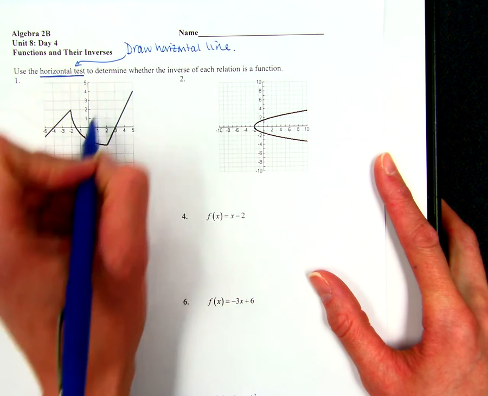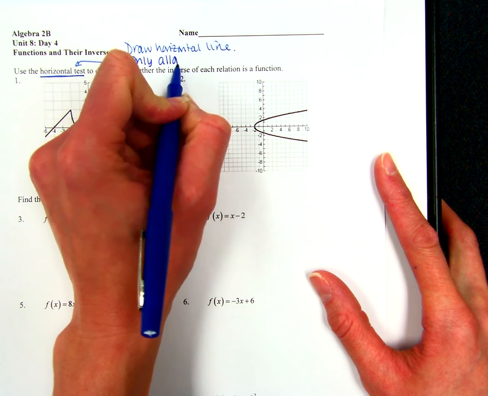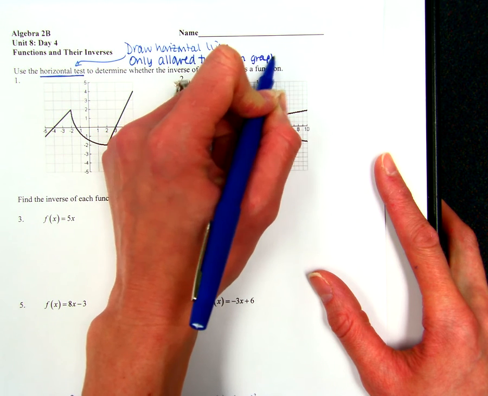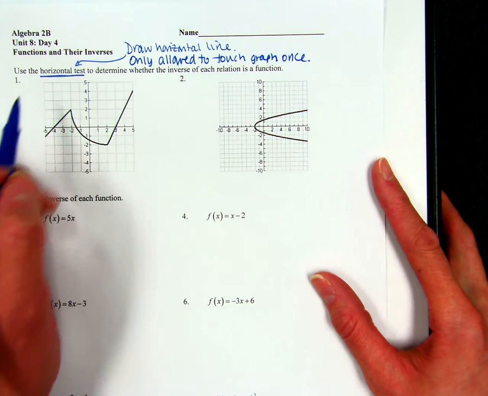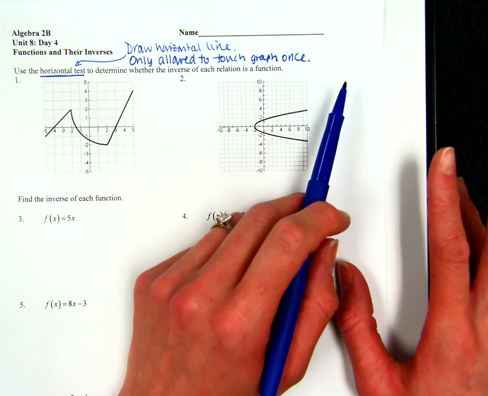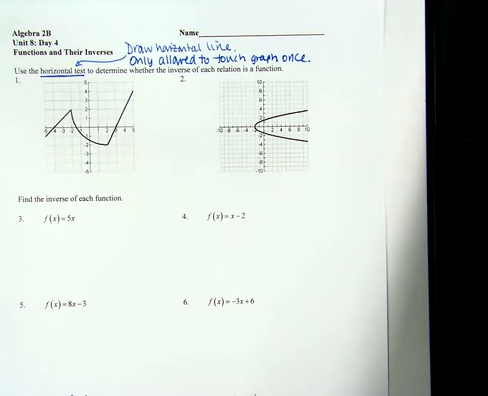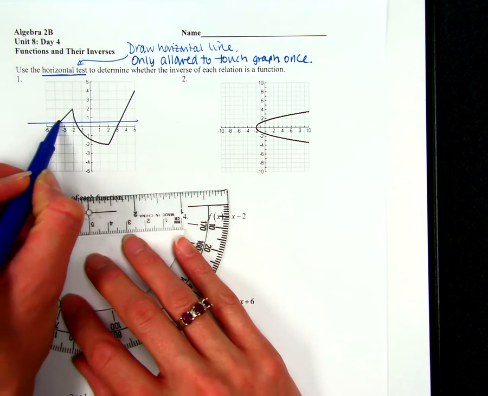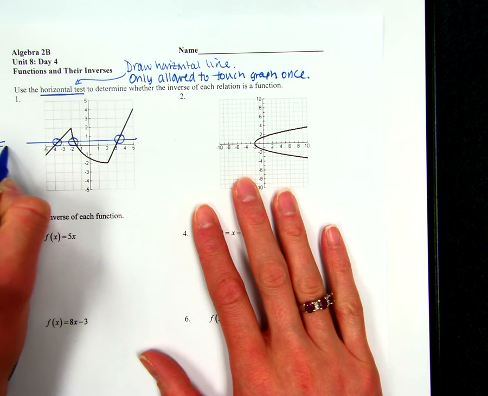And then that line is only allowed to touch the graph once. If it does that, then it passes the horizontal line test. If it doesn't, if it touches more than once, then it fails the horizontal line test. All right, so if I take any horizontal line and I check how many times that line crosses my graph, that fails the test.